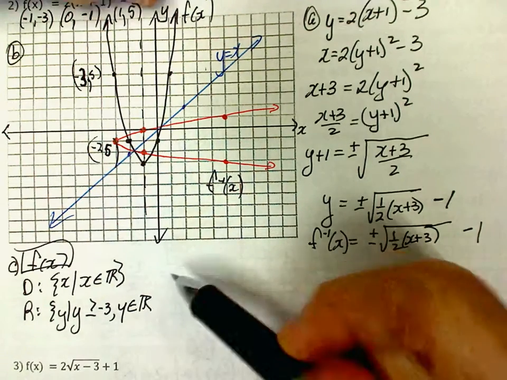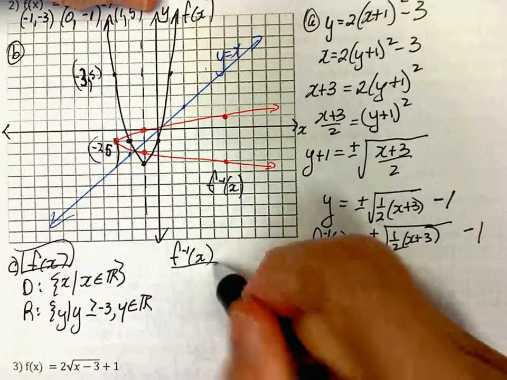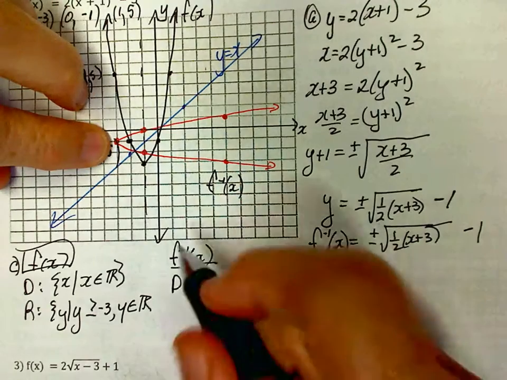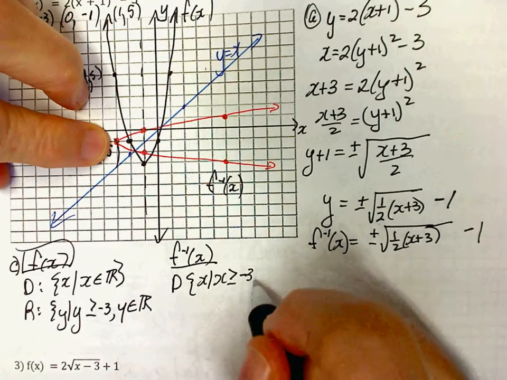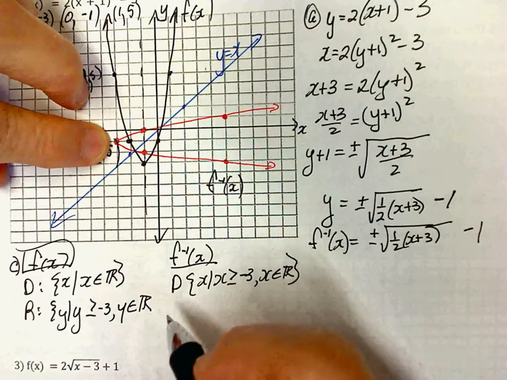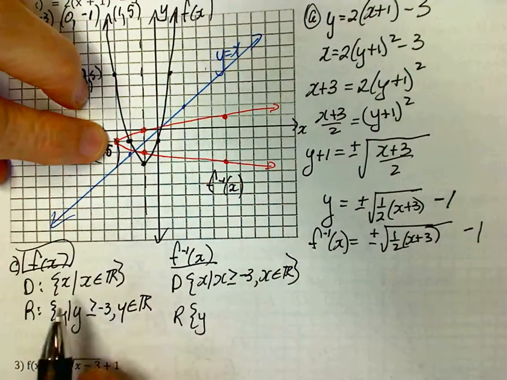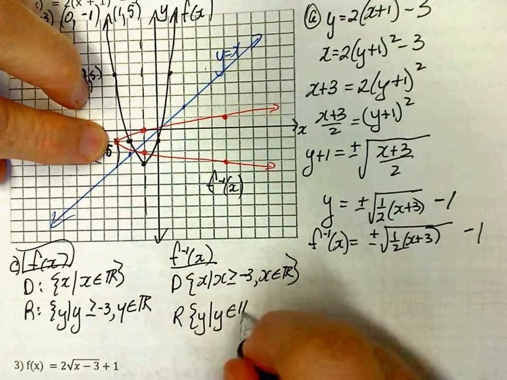So here we have this. Domain is x such that x is greater than or equal to -3. X is an element of real numbers. And the range is anything in R, right? Y such that y is an element of real numbers.